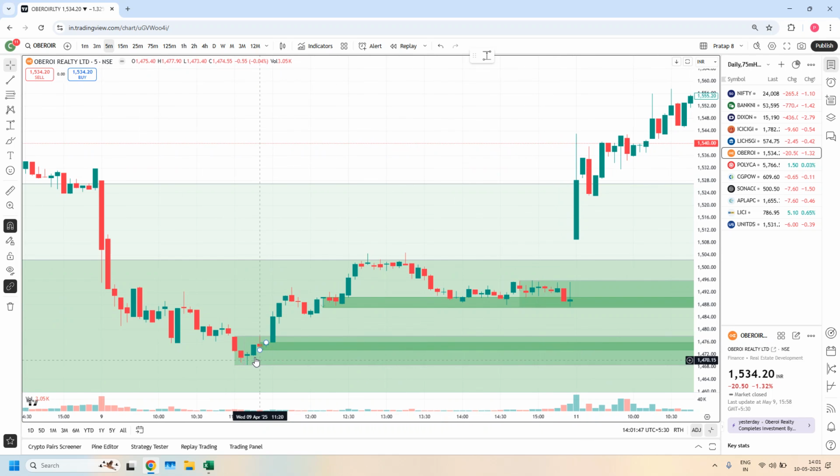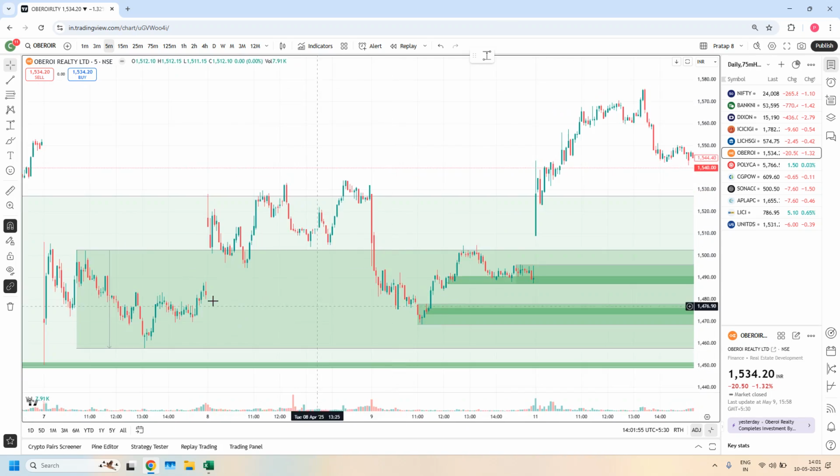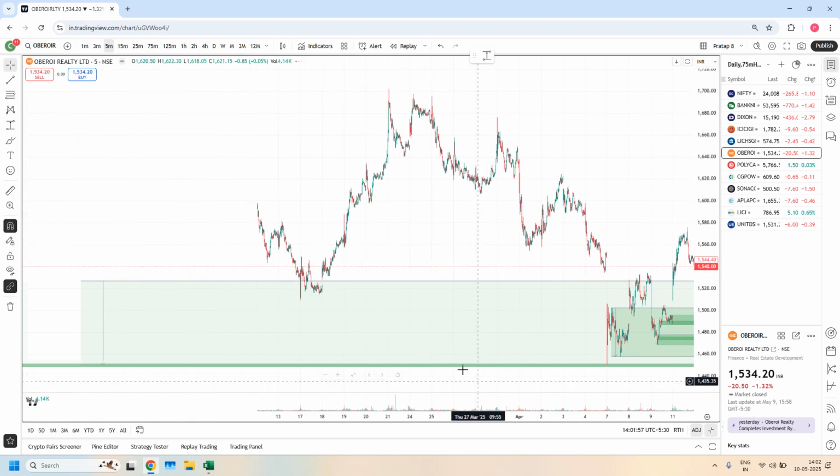And we have one more fine-tuned zone: rally, 2 base candles, rally and follow-through. This is one. Apart from that, a lower time frame zone horizon is also there for this.